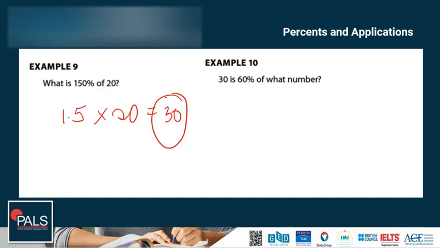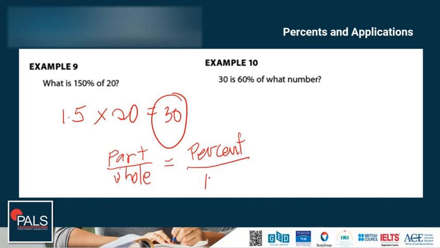For many types of percent problems you may encounter, the following proportion is very helpful. Part over whole is equal to percent over 100. When working with these types of percent problems, the goal is to decide which parts of the ratio you have and which parts you need to find.